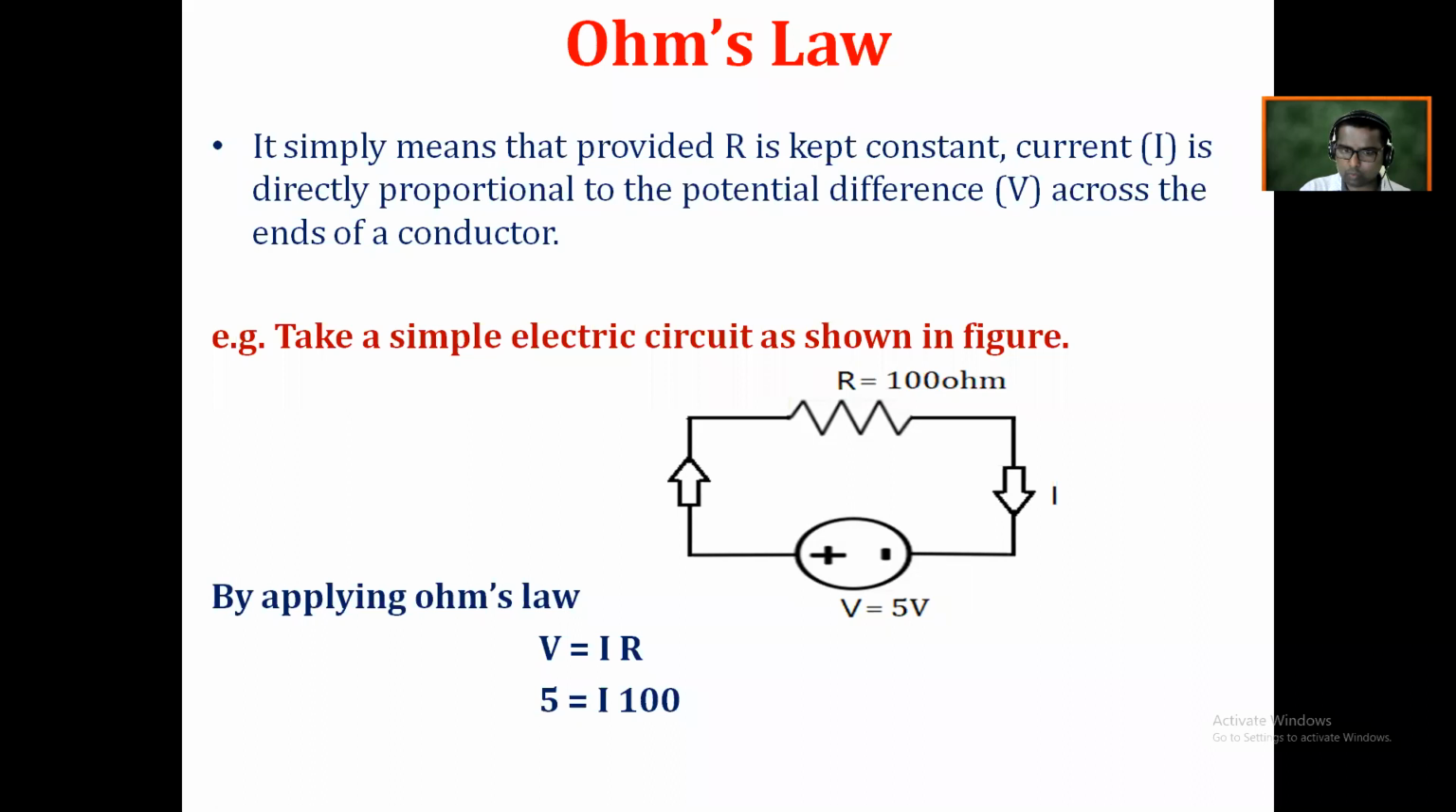Now when I want to calculate I, then definitely I need to transfer these 100 terms towards the left hand side. So it should be divided by 5. So I is equal to 5 divided by 100, which is equal to 0.05 ampere, or we can simply say that 50 milliampere. Milli means 10 raised to minus 3. Get it my point? So this is about Ohm's law.